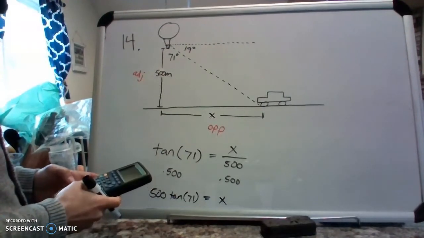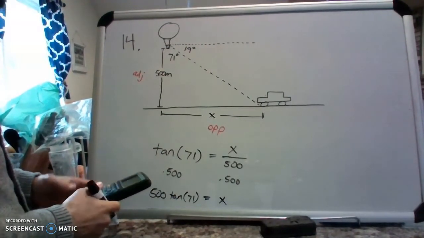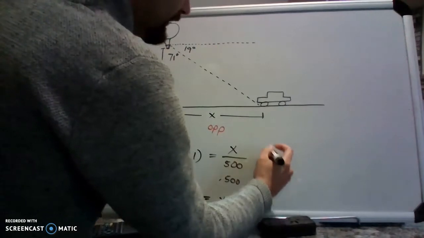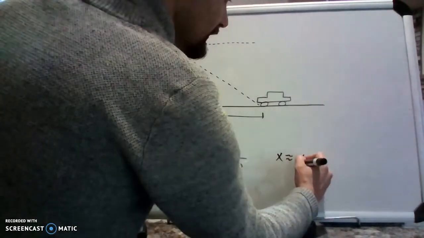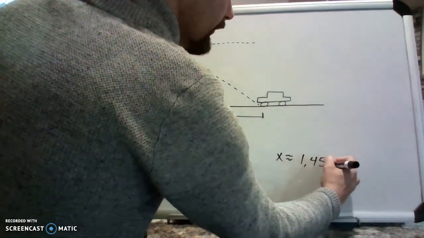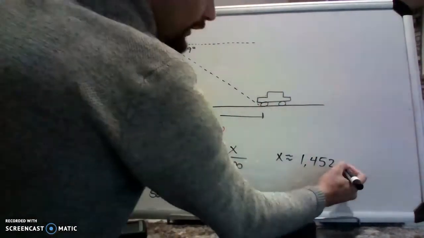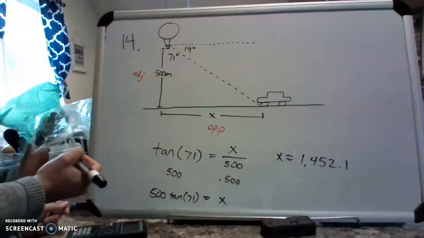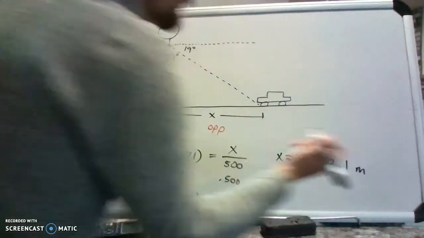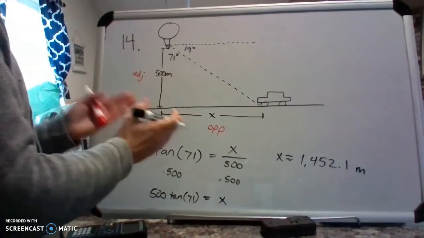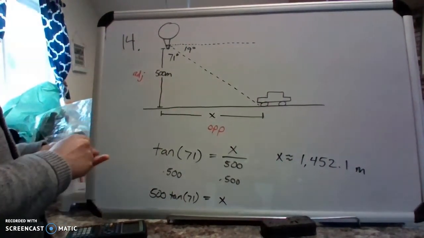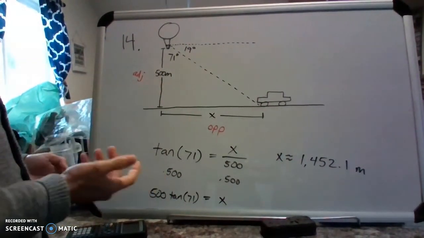You can do this on your calculator, and it comes out to be approximately 1,452, and if we round it off to the first decimal place, 0.1, that would be meters. Now we don't have to do anything else to this answer because that is the answer we're looking for. We don't have to add anything to it.